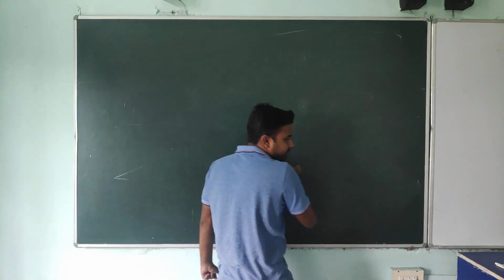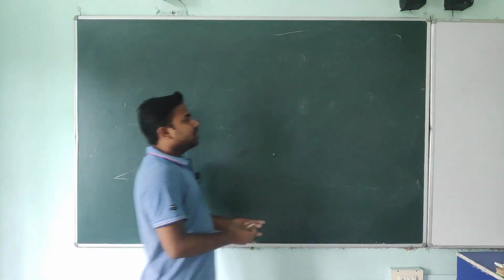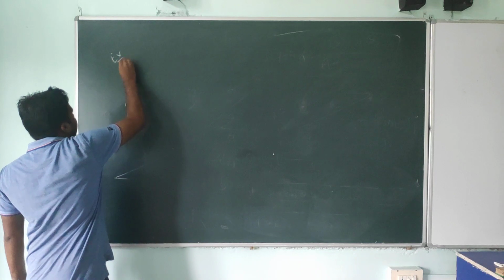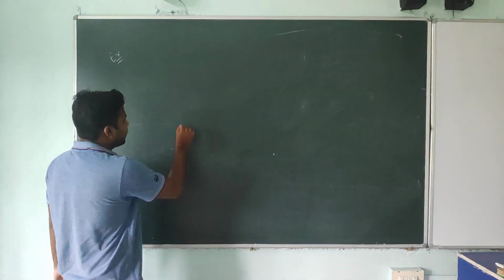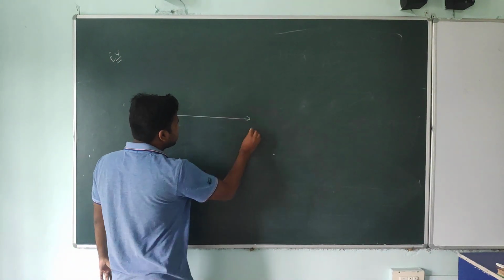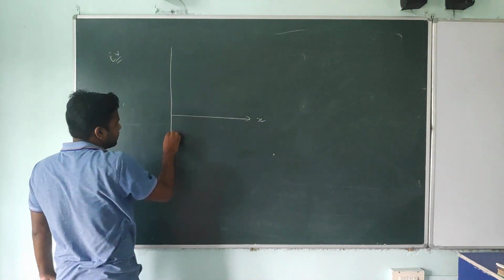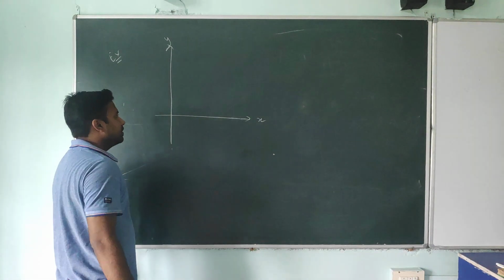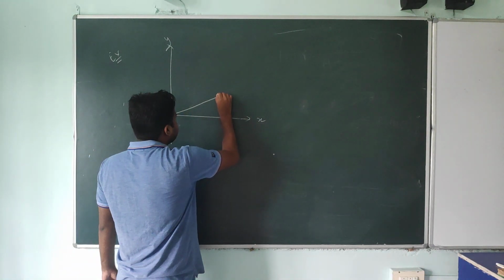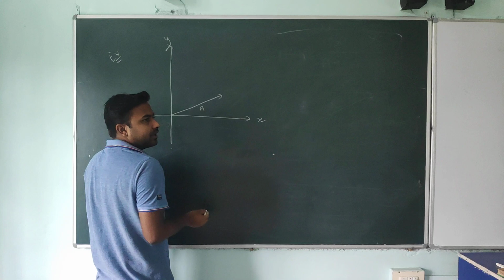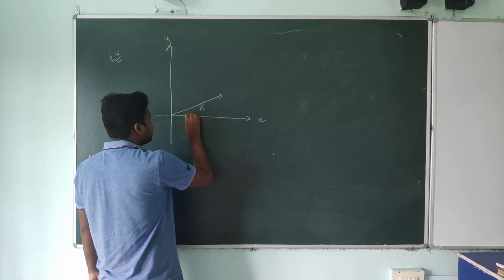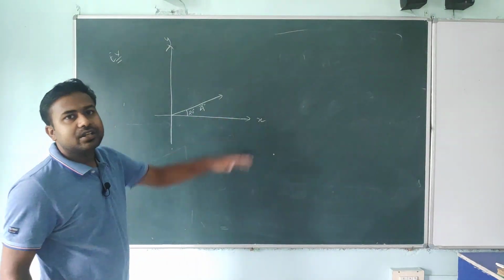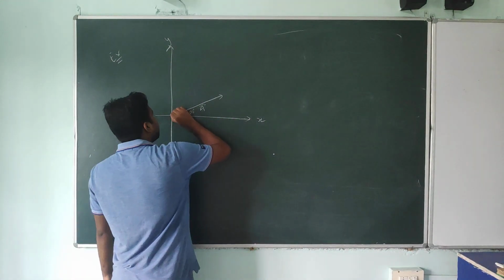And this vector topic is very important, students. So today I am going to take a random example. Here I am assuming this one is the x-axis and this one is the y-axis, our standard coordinate system. Now we have a vector A, and that's making an angle of 20 degrees with the horizontal or x-axis.